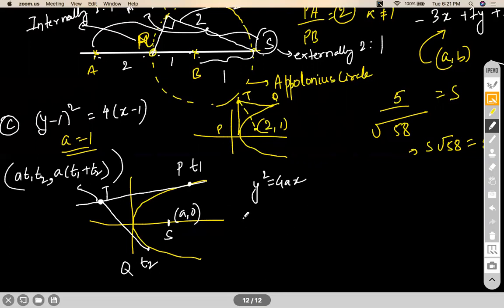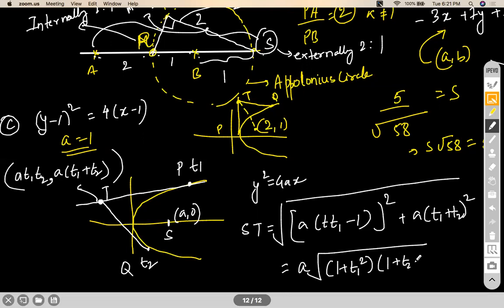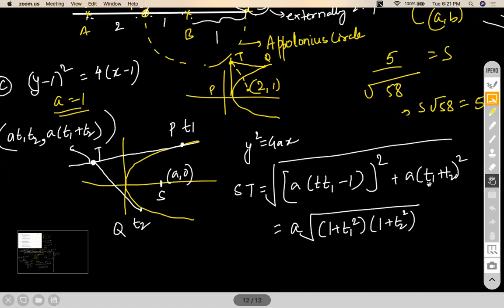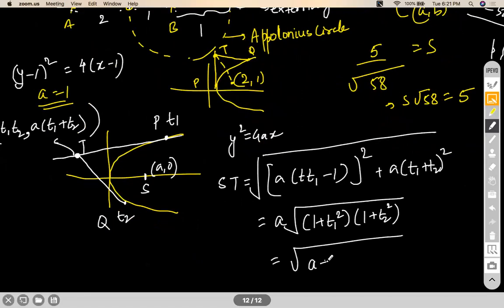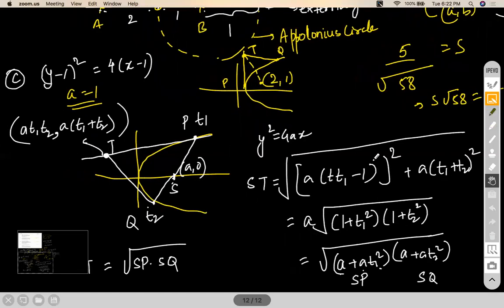Now, you would realize that the distance ST is nothing but the square root of (a t1 t2 minus a) the whole square plus (a(t1 plus t2)) the whole square. This boils down to the square root of a times (1 plus t1 square) times a times (1 plus t2 square). Now this result should be known to you, because this leads to (a plus a t1 square) into (a plus a t2 square) under root. Now if you look at the situation very closely, you would realize that SP distance is a plus a t1 square and SQ distance is a plus a t2 square. So your ST is nothing but the square root of SP into SQ. This is something that a serious JEE aspirant should know.